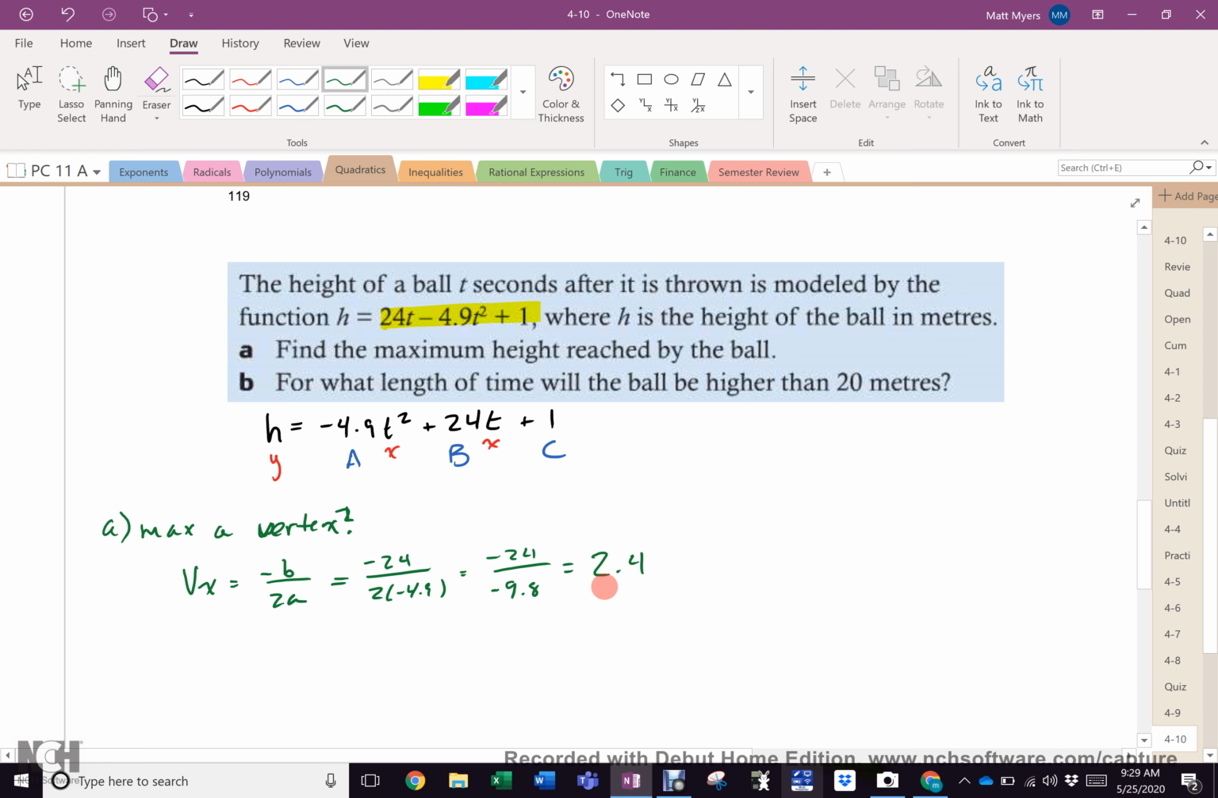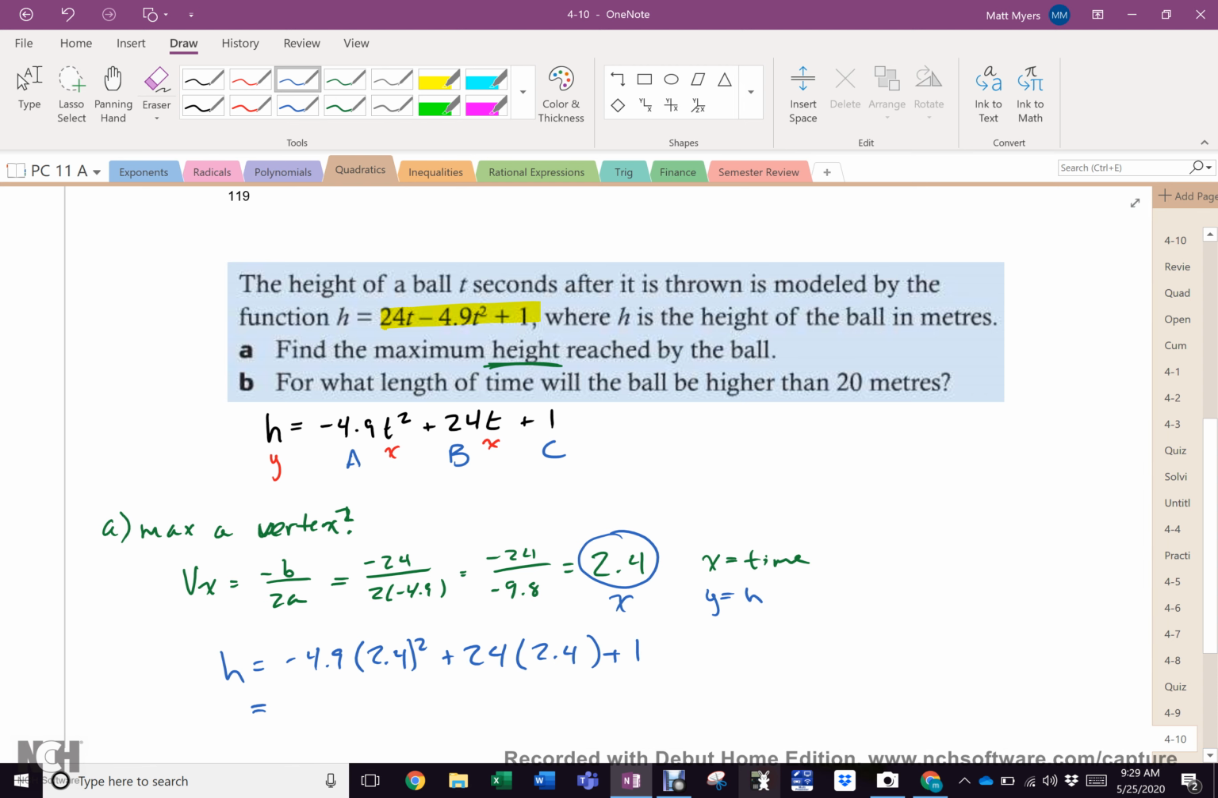Now, x equaled time. This question wants the height. Well, y equaled height. So what do I have to do with that x to find a height? I got to go back here where it says height equals negative 4.9 t squared. 2.4 squared plus 24 times 2.4 plus 1 to get my answer.